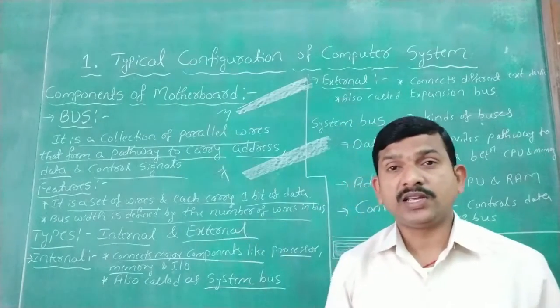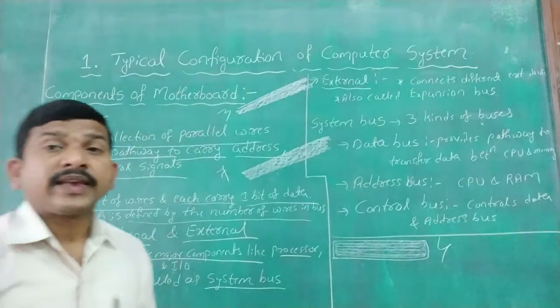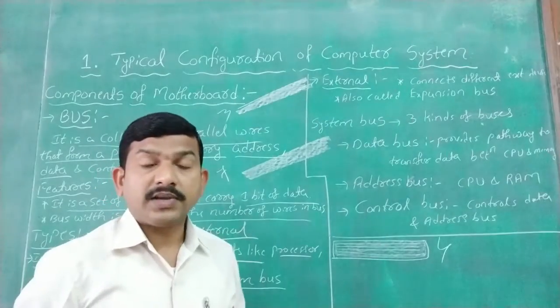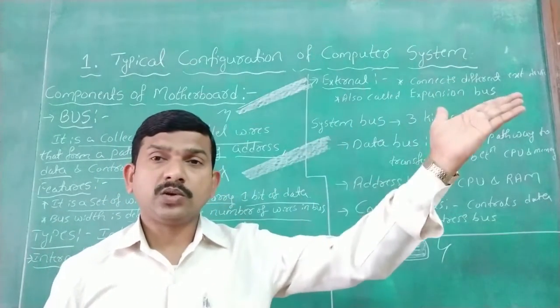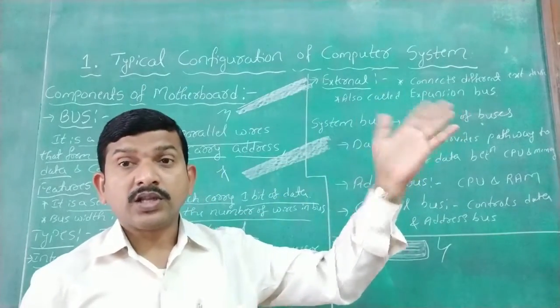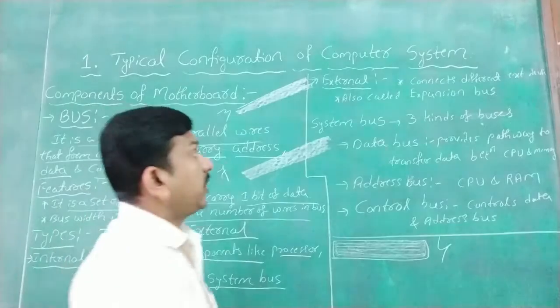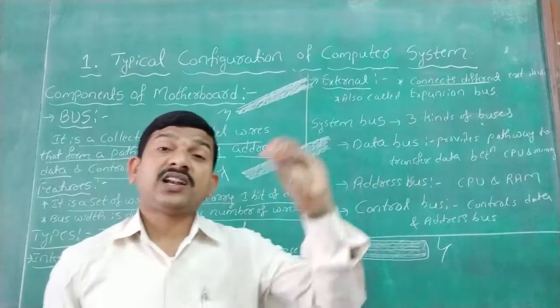Inside the system only. The second one is the external bus. External means long route bus, which goes outside the district or taluk, or out of state, outside. So those are called external bus. External bus connects the different external devices.